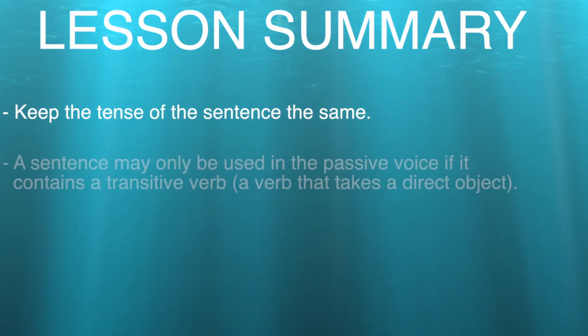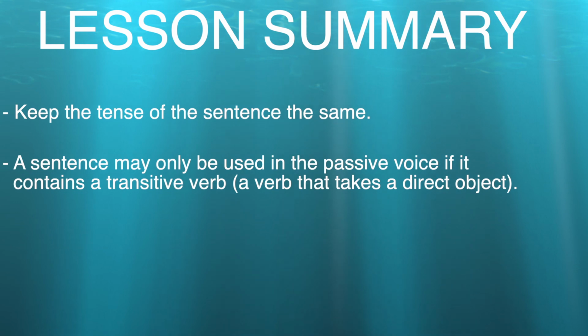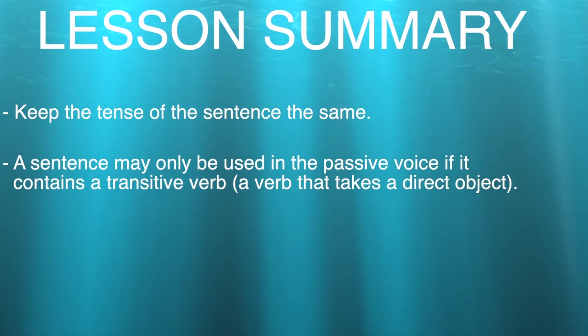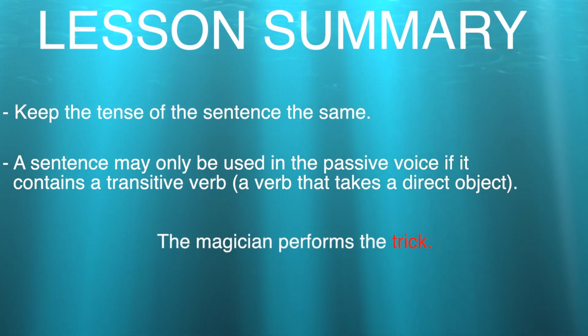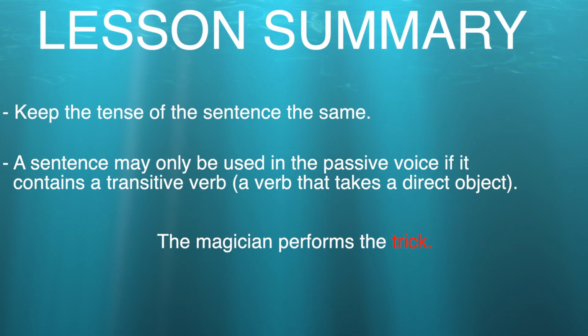Always take note that a sentence may only be used in the passive voice if it contains a transitive verb, a verb that takes a direct object. For example, the magician performs the trick. Trick is the direct object of a transitive verb as it is the one receiving the action.